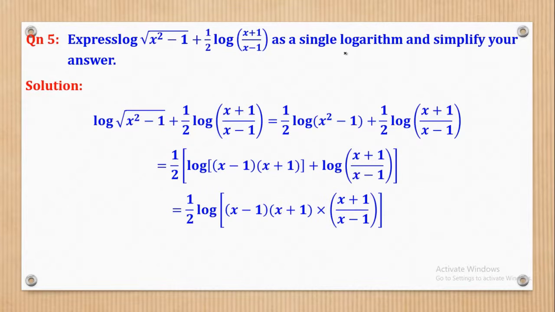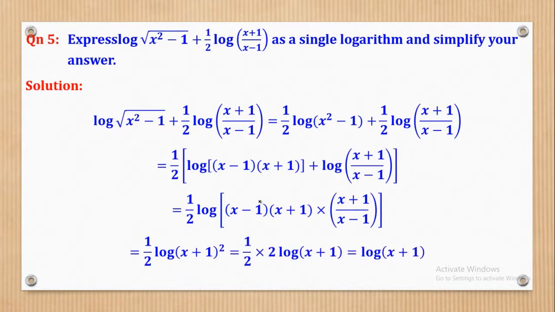But they told us to simplify our answer, therefore you'll start simplifying. So that means that this cancels with this, and this one multiplied by this gives you x plus 1 squared, but the half is still maintained. So this power will go down and we get a half times 2 log base 10 of x plus 1. And this half with this 2 will cancel to remain with log base 10 of x plus 1.